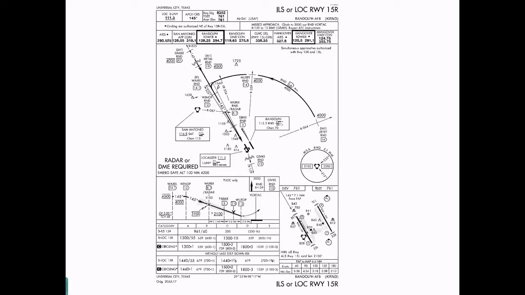So to show you how a Z method would work, let's again use the ILS or localizer 15 right at Randolph to do our review. So I'm out in the MOA, I'm doing my A Doctor Who, I get to the R. All right, crew, I'm going to review the ILS or localizer to runway 15 right.